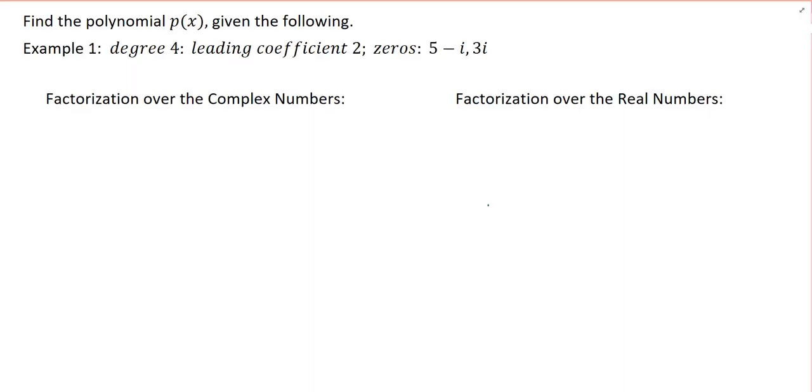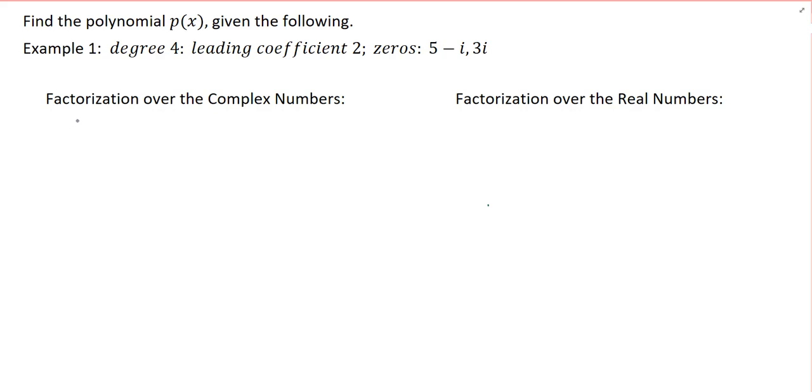The focus of this lesson is on writing the factorization over the complex numbers and also over the real numbers, given the specific information that is listed here. And so in this example, we're told that the degree is 4, the leading coefficient is 2, and the zeros are 5 minus i and 3i.